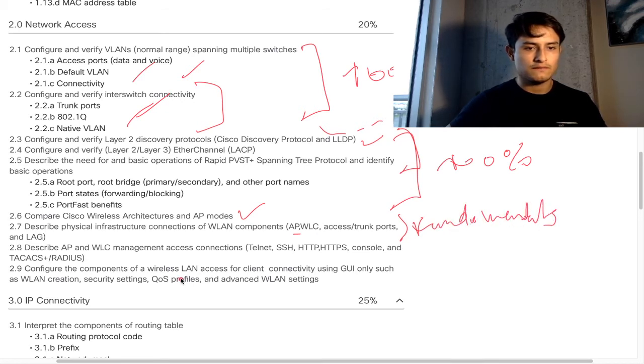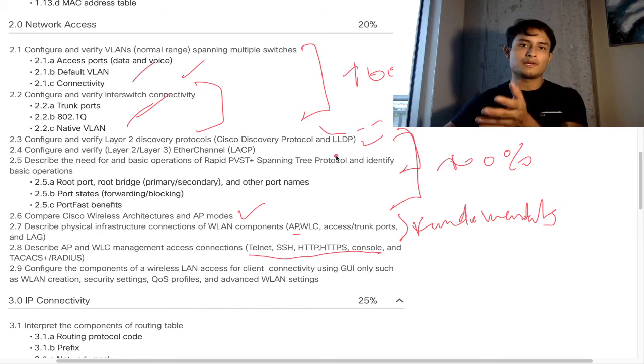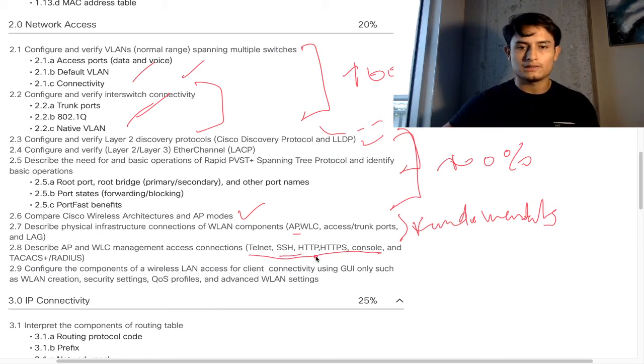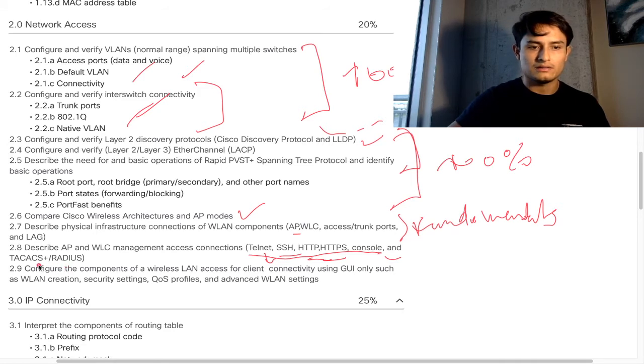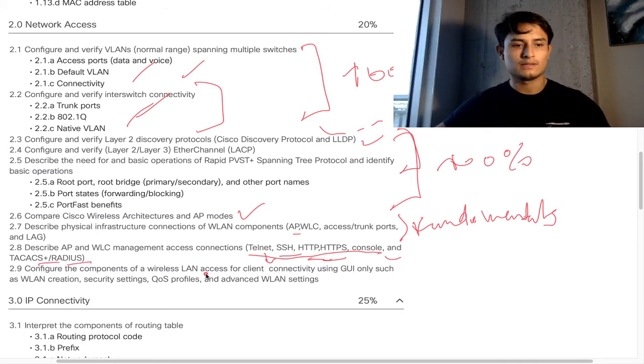Describe. Yes, you need to know all of these. So see, when I was telling you guys TCP and UDP, this is where you will place these protocols. Which one is TCP? Which one is SSH? Which one is HTTP? And so on. You need to know what is TACACS, what is RADIUS.